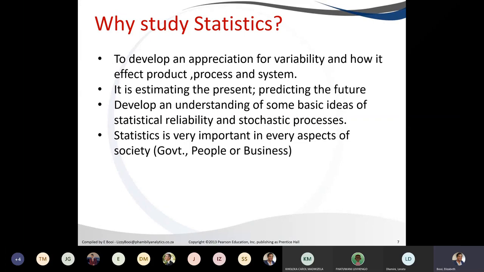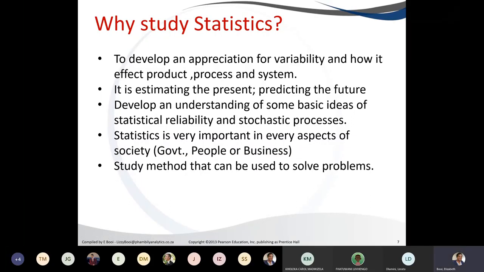If you know statistics, you can apply it in your everyday life. You can even calculate the average amount of money that you spend on groceries over the years, so that you can improve by reducing some of the things that you don't need and buying the things that you really have to buy. We can use statistics to do a lot of things.